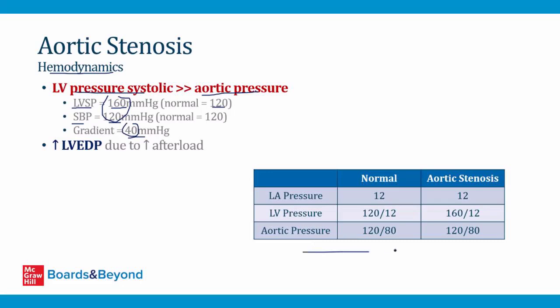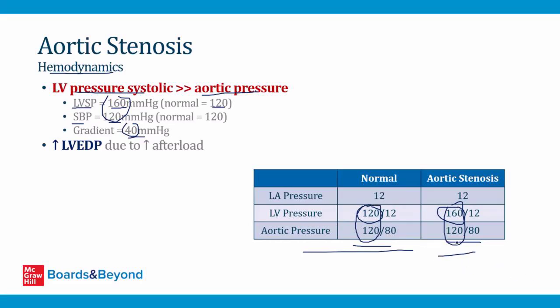So if we look down at the bottom right side of the screen, this is what the hemodynamic measurements can look like in a patient with aortic stenosis. I've shown you the normal values on the left. On the right are the values from a patient with aortic stenosis. Note that the left ventricular systolic pressure, normally 120, is much higher than normal at 160. Notice also that there's a gradient here of 40 millimeters when normally there is no gradient if the aortic valve is healthy. This is what you see in aortic stenosis.